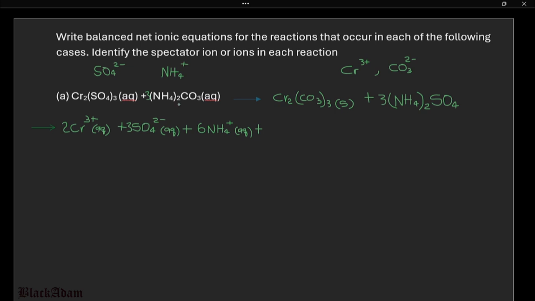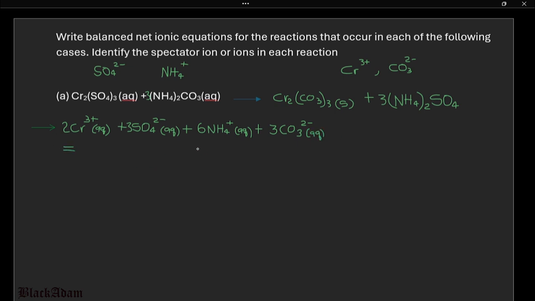Plus we have carbonate, 3 times 1 of that, so that's going to be 3 carbonate ions. So that's a charge of -2. So that's negative, yeah, that's -2. 3 times 2 is 6, and they have 6 ammonium, it balances, and that's aqueous.